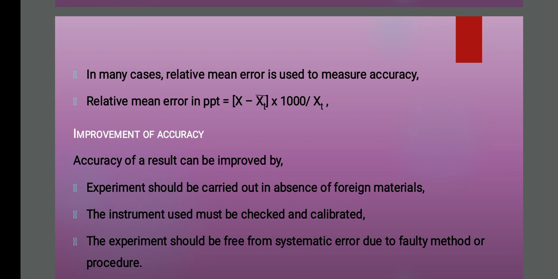I'll repeat. To improve accuracy, three things are mainly followed. One, the experiment should be carried out in the absence of impurities. Second, the instrument should be checked and calibrated properly. And third, there should not be any systematic error due to procedure. The procedure should be a correct procedure. Is it okay? These are the ways to improve the accuracy of the result.